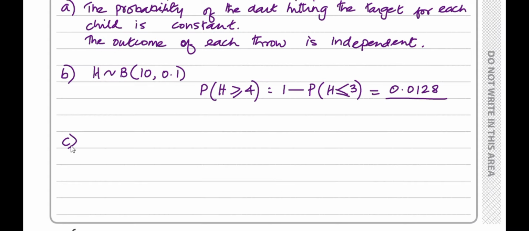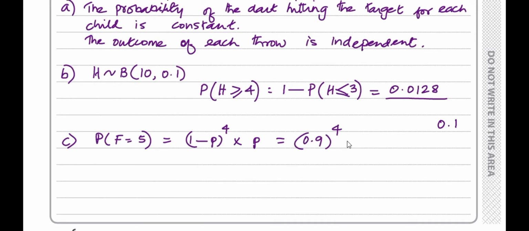Hence, we could write probability of f being equal to 5 is equal to failure, which is 1 minus p, to the power of 4, times probability of success. That is equal to, we know the probability of success is 0.1 here. So 1 minus p will be 0.9. That happens 4 times. And then the success happens. That is 0.1. That is equal to 0.06561.